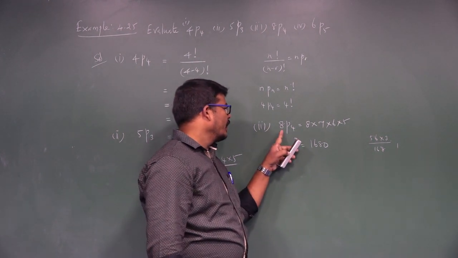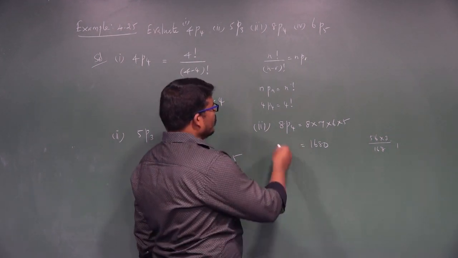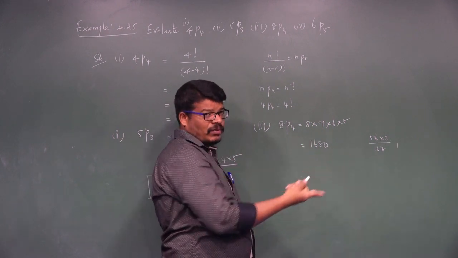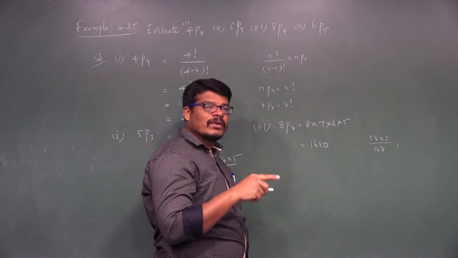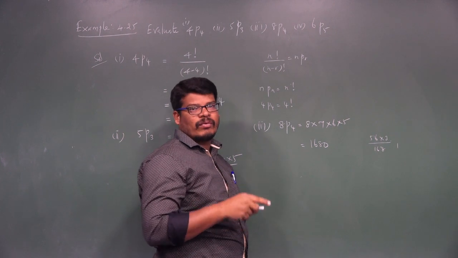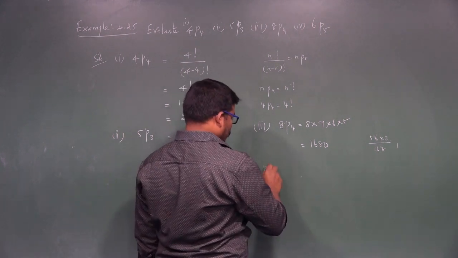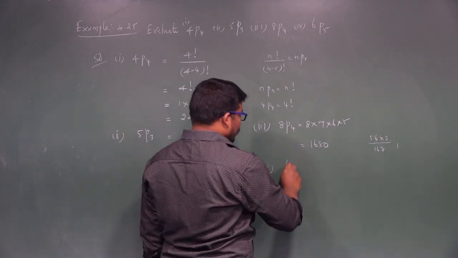1680. That is the 8P4 value, using the formula 8 factorial by (8 minus 4) factorial, which is 8 factorial by 4 factorial. Using the formula, the fourth one is 6P5.